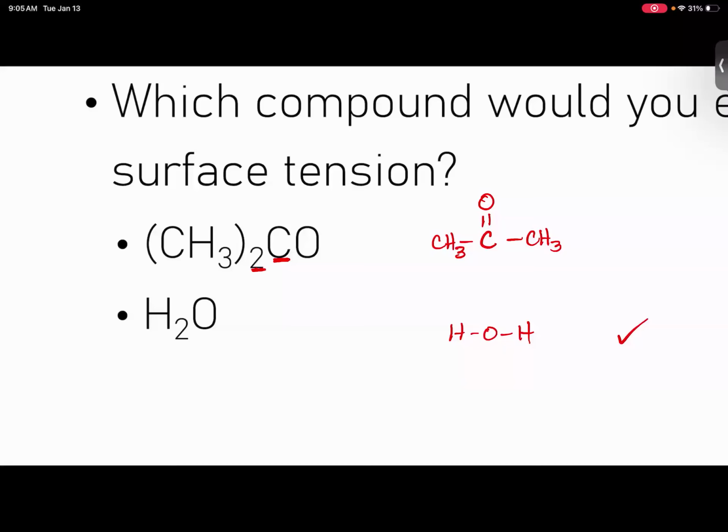Because that's an ether. In the first compound, what intermolecular forces are present? Dispersion and dipole-dipole, because we'll have that going there. What about in the water? What forces are present? Dispersion, dipole-dipole, and hydrogen bonding. So because of the presence of that hydrogen bonding, we know that water will have the greater surface tension.